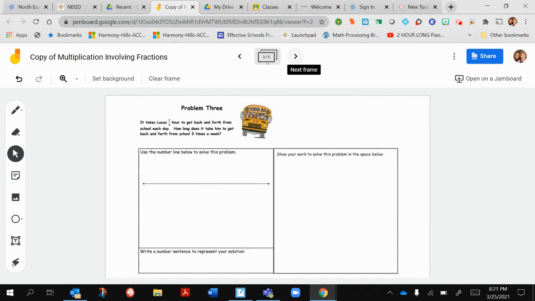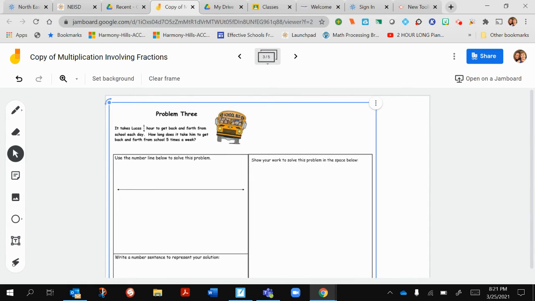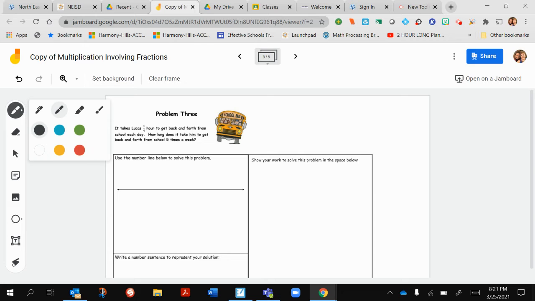I can't read that. Let me get my glasses. It says it takes Lucas 1/4 hour to get back and forth from school each day. How long does it take him to get back and forth from school 5 times a week? All right, well, let's go ahead and do it. Let's go to yellow. All right, it's 1/4 hour back and forth to school. And this is 5 times a week.